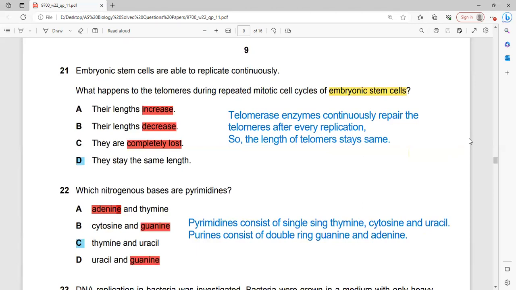Now next, embryonic stem cells are able to replicate continuously. What happens to the telomere during the repeated mitotic cell cycles of embryonic stem cells? These stem cells are able to divide again and again because they contain the telomerase enzyme. This telomerase enzyme can repair the lost part of the telomere again and again. So their telomere remains the same. So D is our correct option. They stay the same because the telomerase enzyme is constantly repairing it. The rest of the options are wrong.